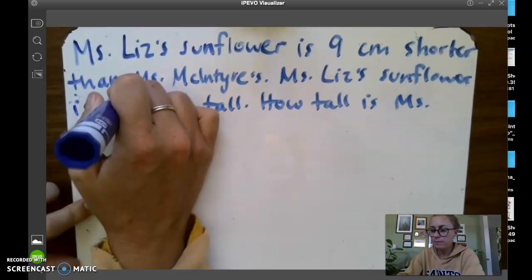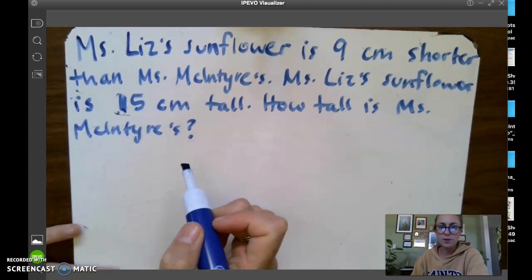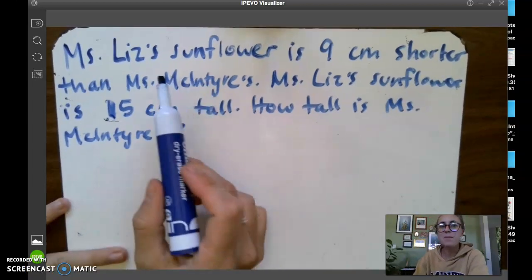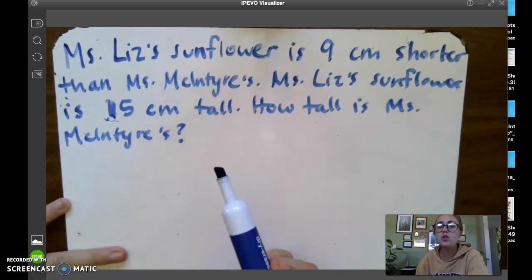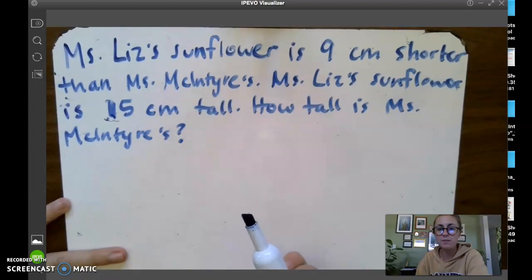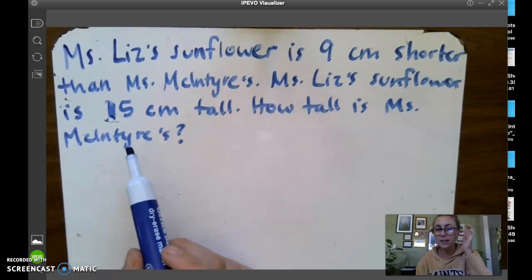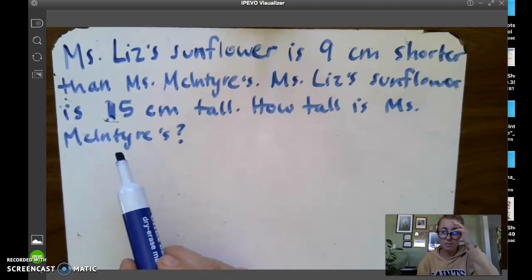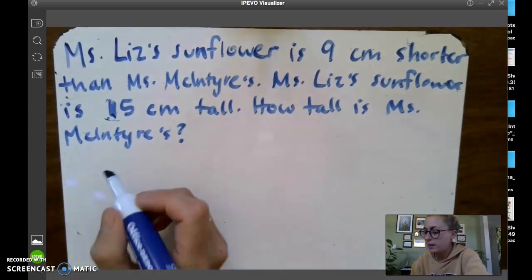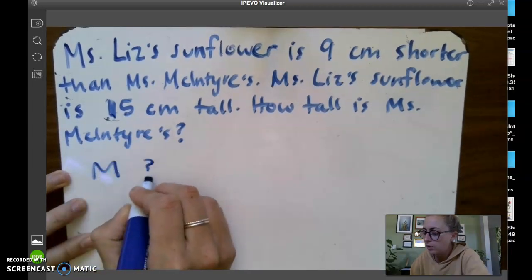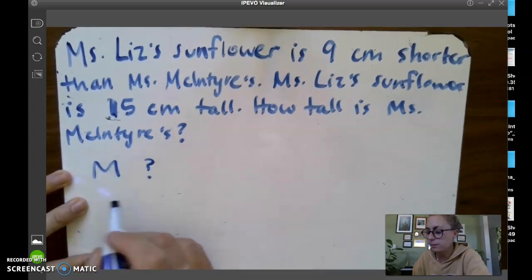First, we found out that Miss Liz's sunflower was shorter than Miss McIntyre's. Then we found out that Miss Liz's sunflower was exactly 15 centimeters tall. So the question was, how tall was Miss McIntyre's?